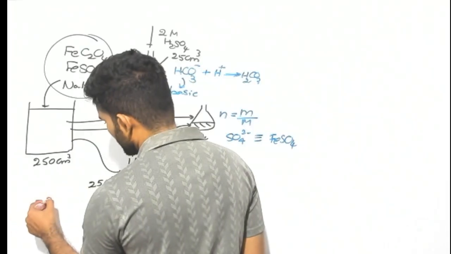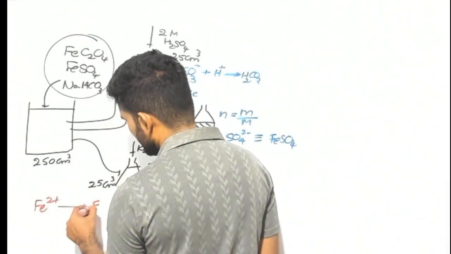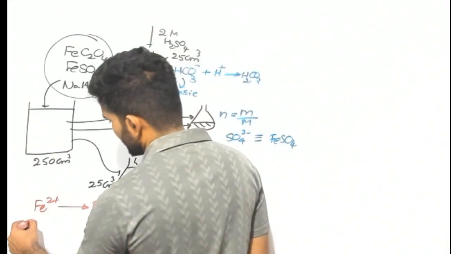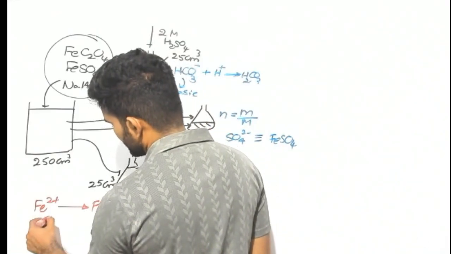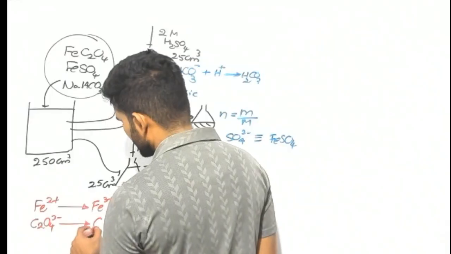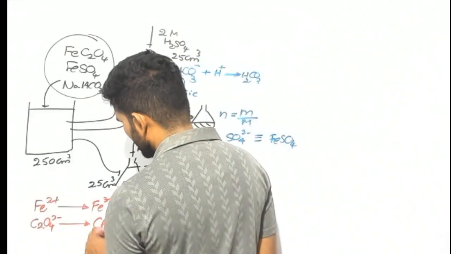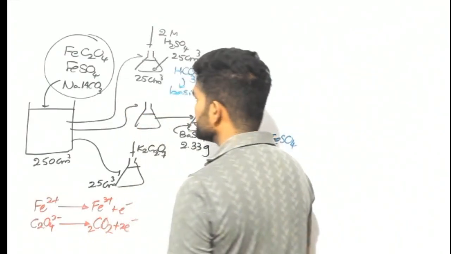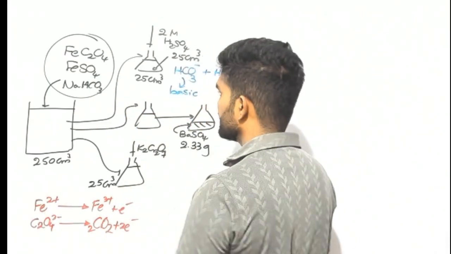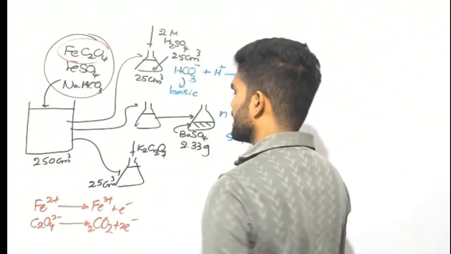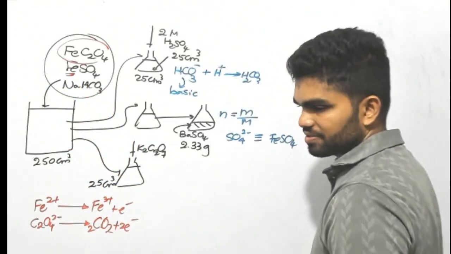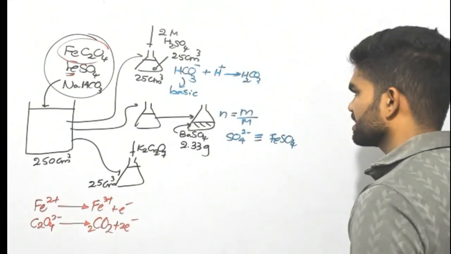Here we have Fe2+. It will oxidize to Fe3+ by giving an electron. And here you have C2O4 2- also, which will oxidize to give 2 carbon dioxide. We got a double redox. Both get oxidized. And remember, Fe2+ is coming from this also.